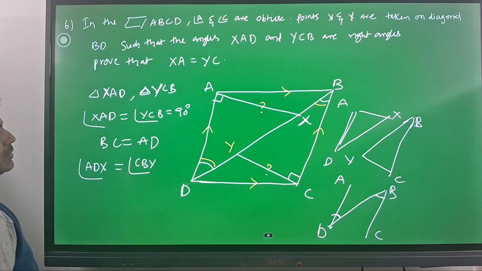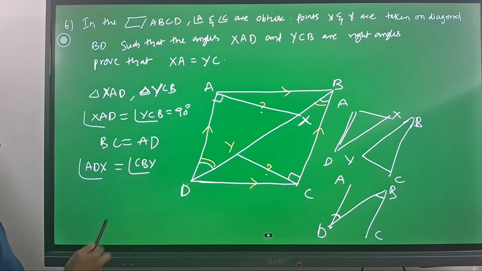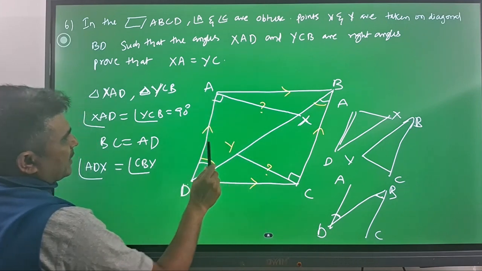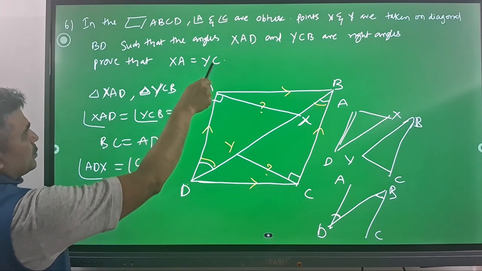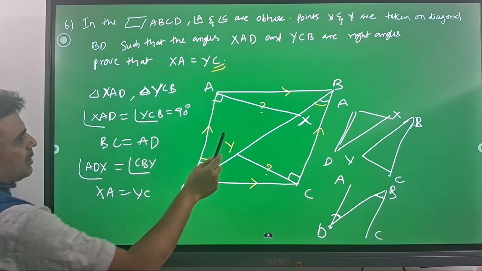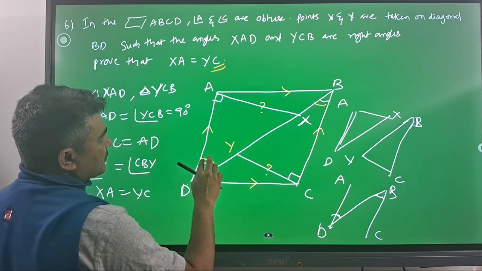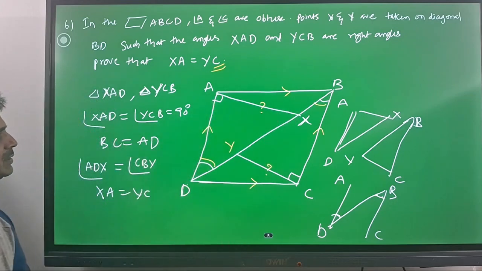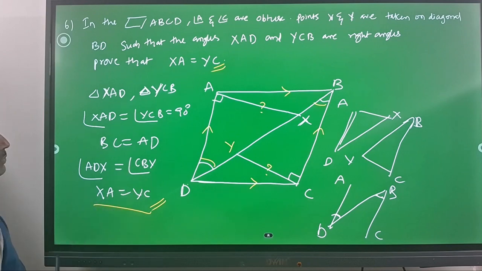Okay, we got congruency. So we can equate the other parts of those two triangles. In those, XA will be equal to YC. XA is equal to YC. That is what we needed to prove. Why? Because those two are the sides opposite the angles which are already equal. With respect to sides, we are equating. So from this we can say that XA is equal to YC.